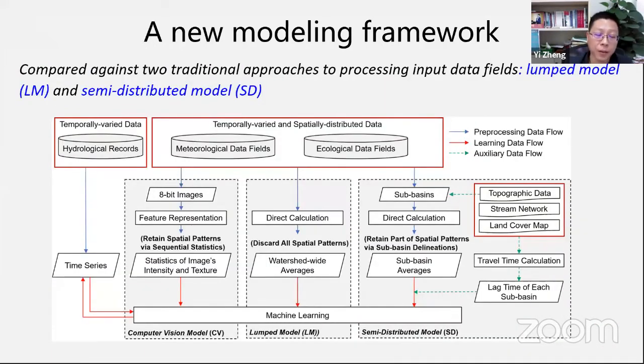So we compared this computer vision-based approach against the two traditional approaches to processing input data fields, the lumped model and the semi-distributed model. I won't go through all the detail, but if we use a semi-distributed model, we need a very heavy task of data processing and manipulation. If we consider the lumped model, it's very easy to process data, but we lose all the spatial information. But with the computer vision-based approach, our approach, the image can be very easy to process, just like videos. And the new feature vector can be fed into the machine learning model and drive the hydrological model. Okay.